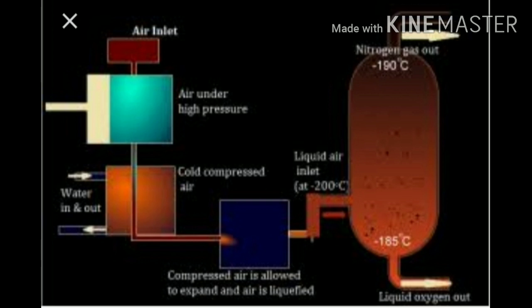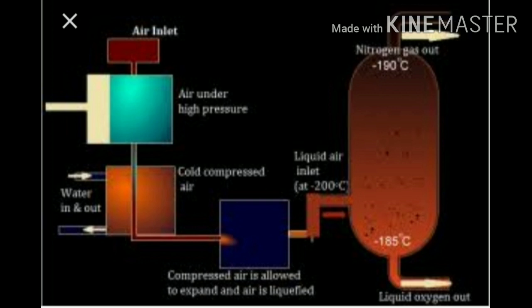The various gases present in liquid air will then separate according to their boiling points. Nitrogen has the lowest boiling point, minus 196 degrees Celsius, so it separates out first. Then argon separates, whose boiling point is minus 186 degrees Celsius, and then oxygen separates last of all, its boiling point being minus 183 degrees Celsius.